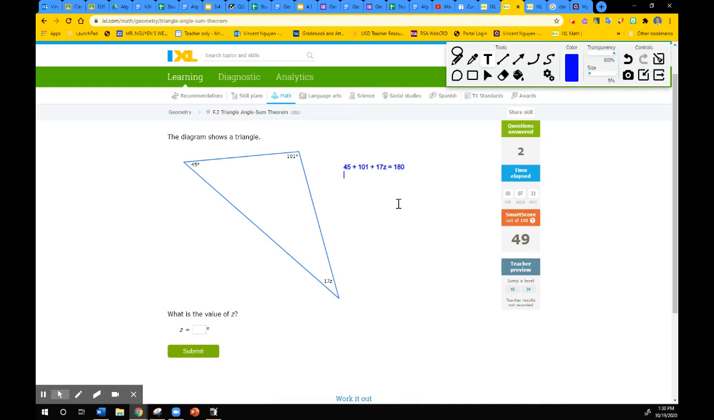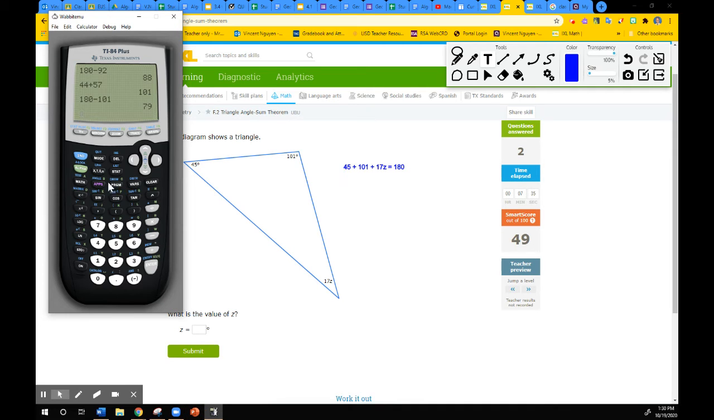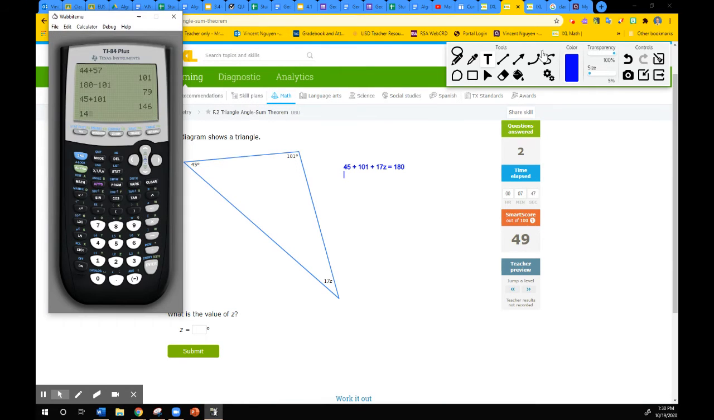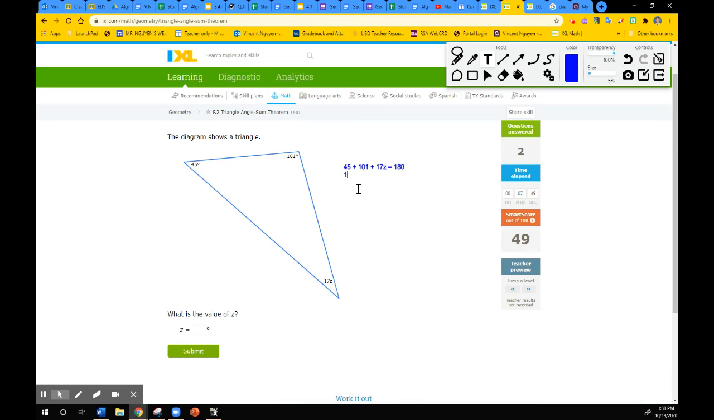So what are we going to do? We're going to combine like terms, right? So 45 plus 101. I'm going to do this step by step so that you can see. So it's 146. So I'm going to type in 146, plus 17Z equals 180. So that step right there, I just simplified, right? And then next step, of course, I'm going to subtract 146. So I'm going to end up with 17Z equals.